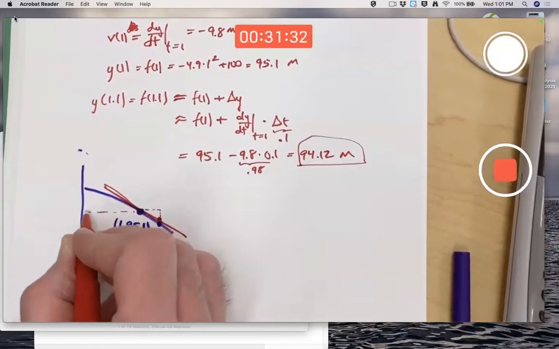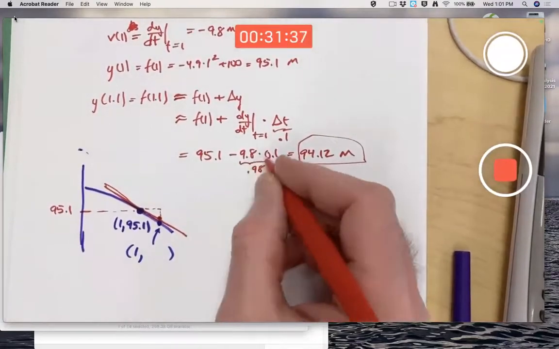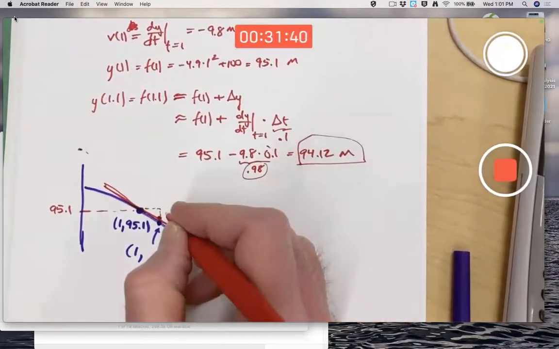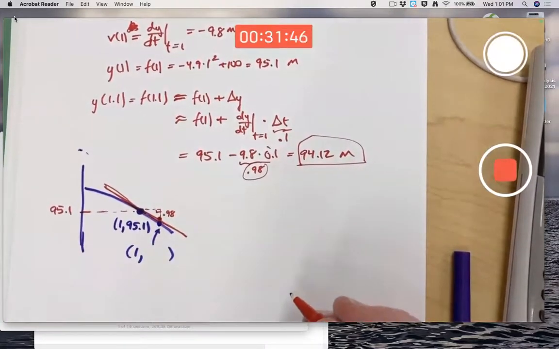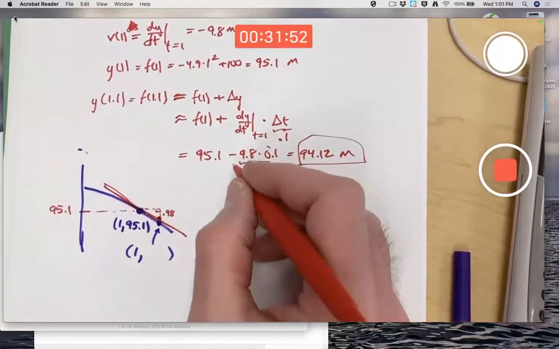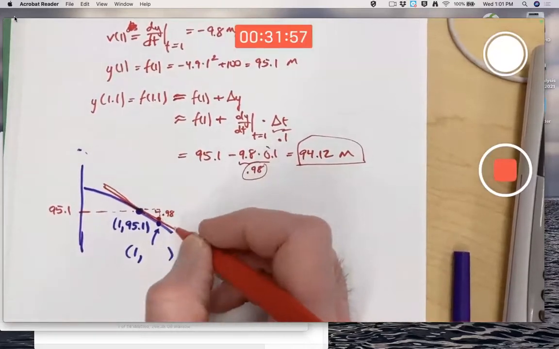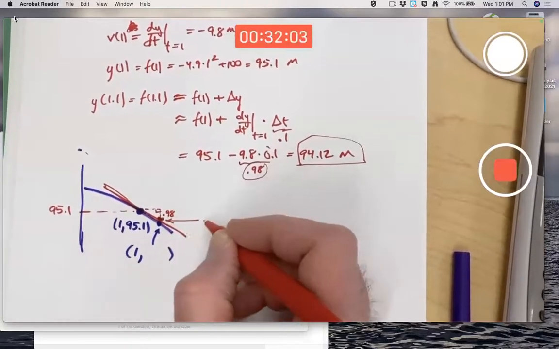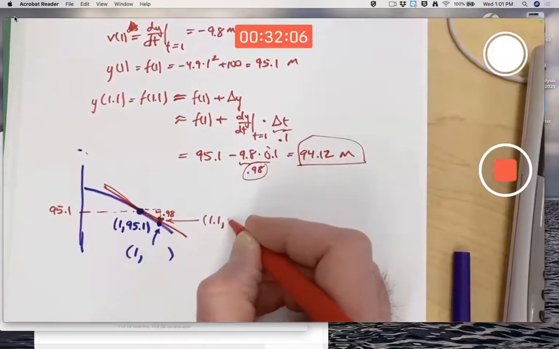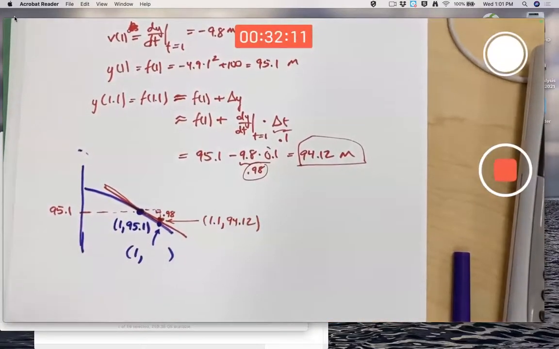The second coordinate of this point is 95.1. This quantity, 0.98, is really the height of this little triangle that I'm drawing here, this little right triangle. Though we need a negative sign because the function is going downward, not upward. As a change, you'd want to think of that as negative 0.98. So this point right here is going to have coordinates 1.1, 94.12. And I see I made a typo here. This should have been a 1.1 in here.